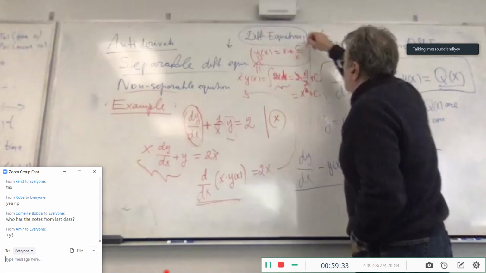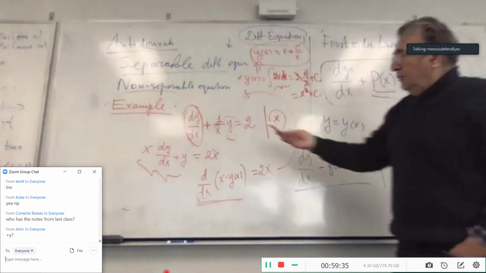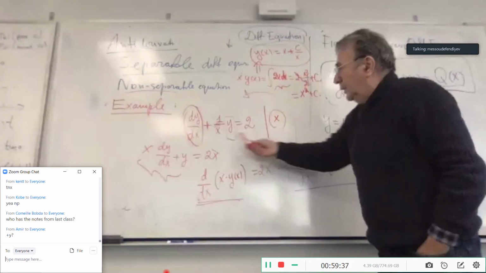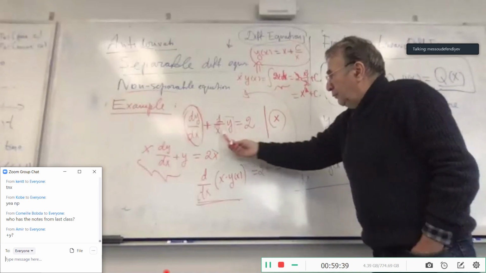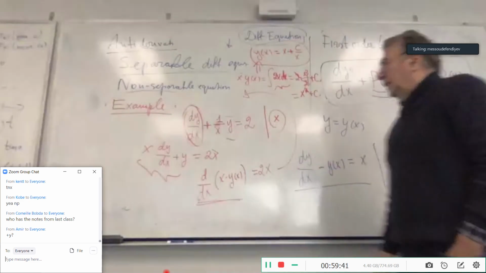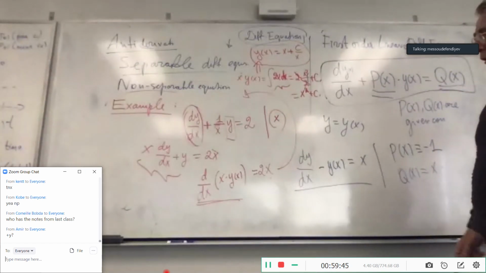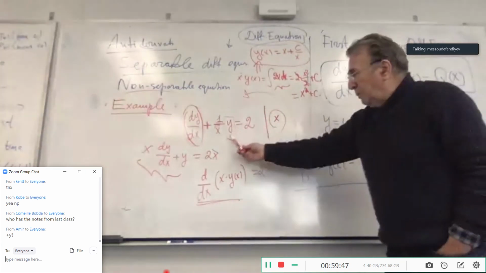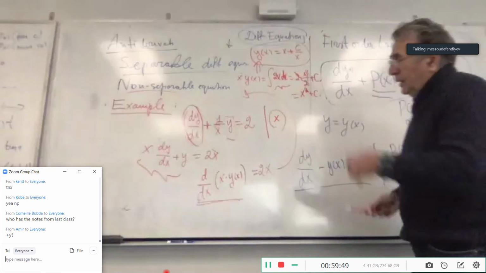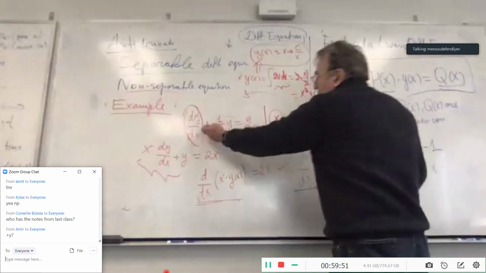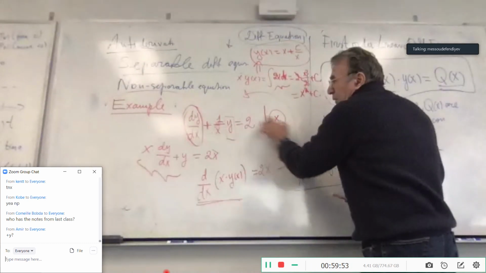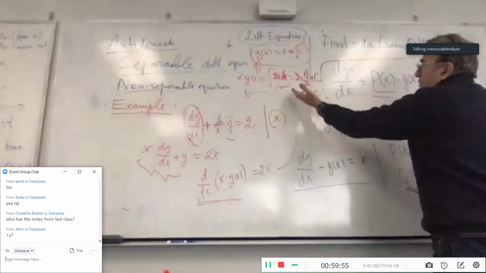So I solved this equation, even though it is non-separable, because if you put everything on the left-hand side, you will see it is not separable. But if you multiply by x in this particular case, then you can solve it explicitly.